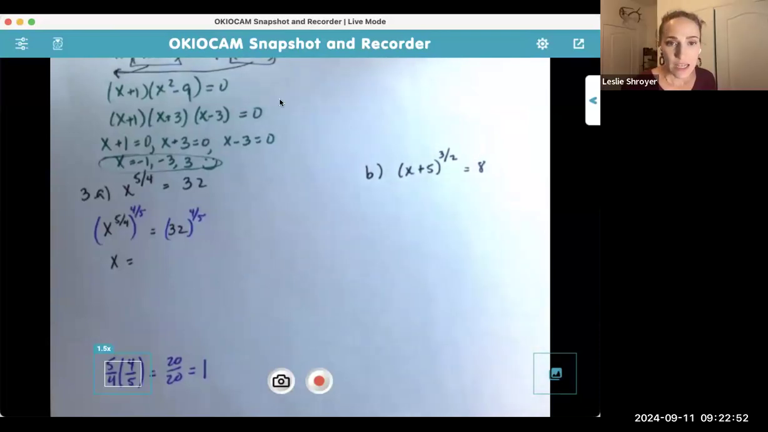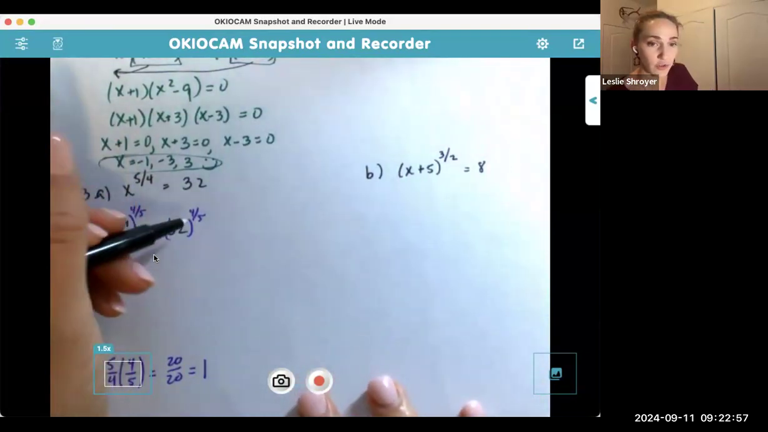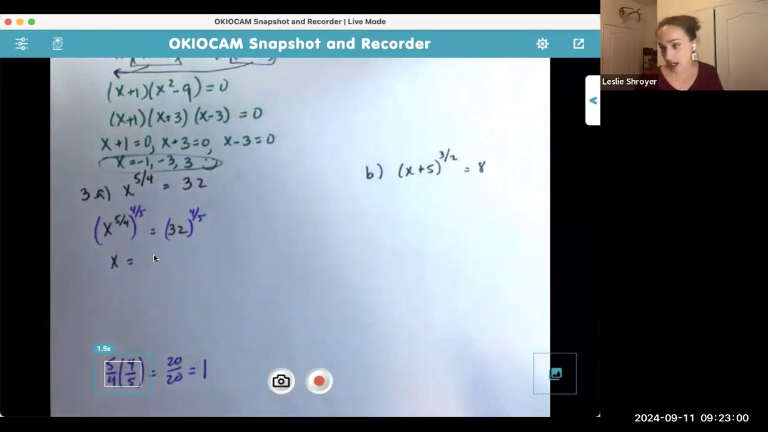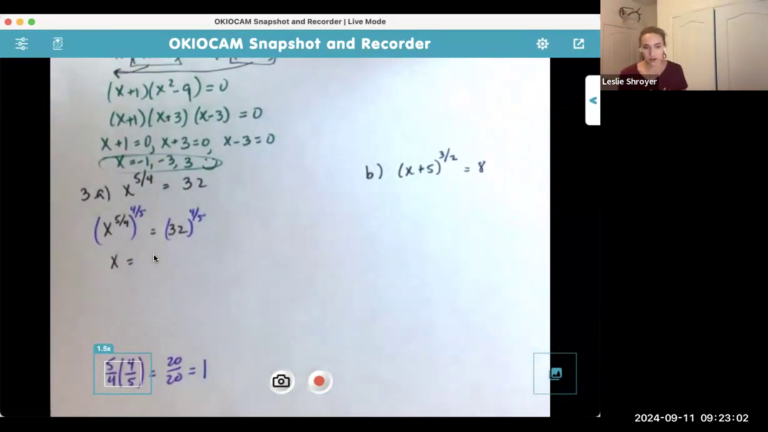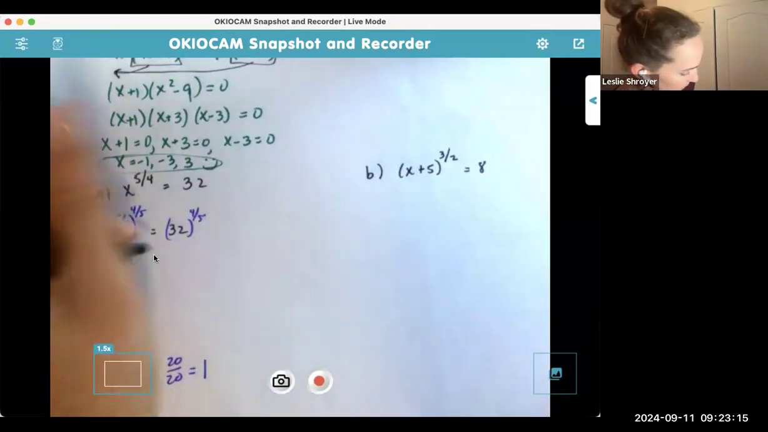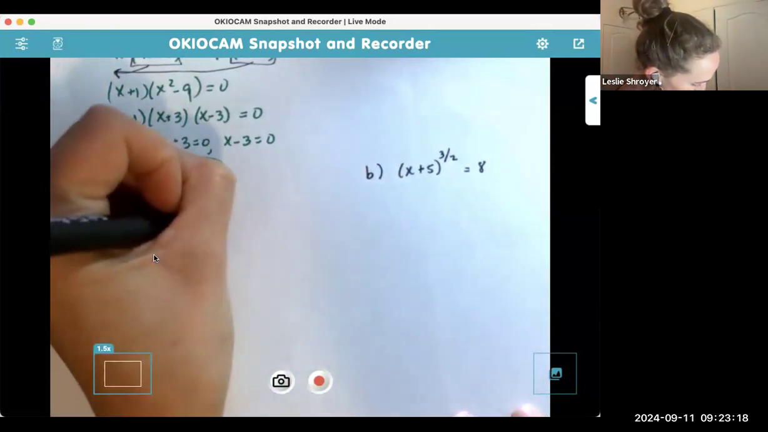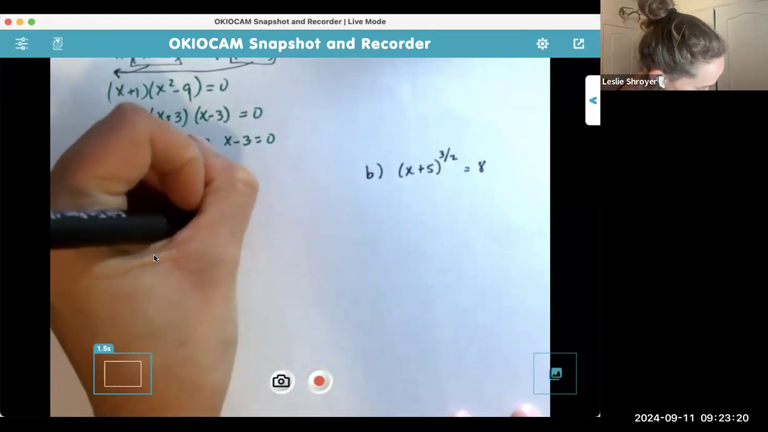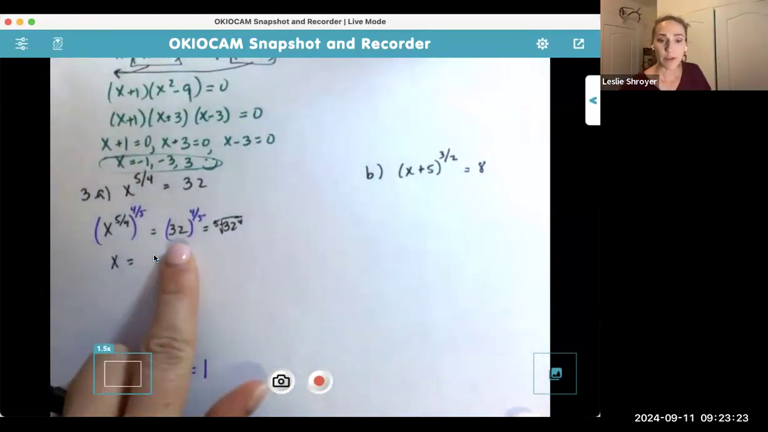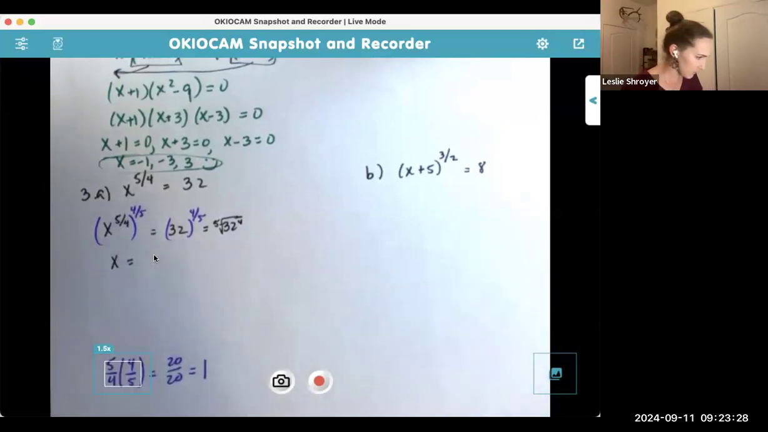Okay. And then, sorry, muting people. So now we have 32 to the 4/5 power. You can, let me grab my calculator, which is not in here. That's okay, I'll make do. So this is the same thing as the fifth root of 32 to the fourth. But if you want to pop into your calculator 32 caret to the 4/5, by all means, that's totally fine.